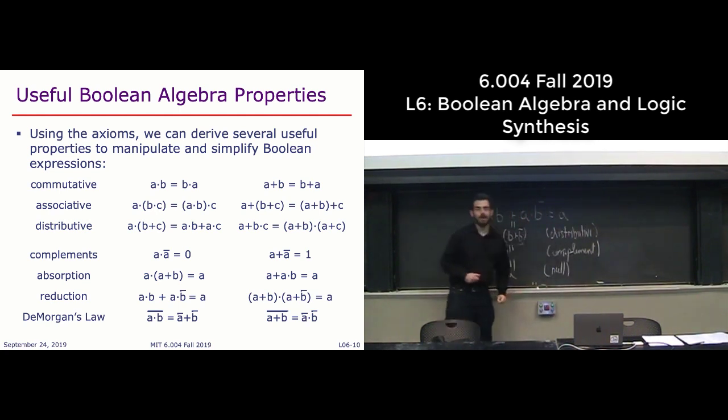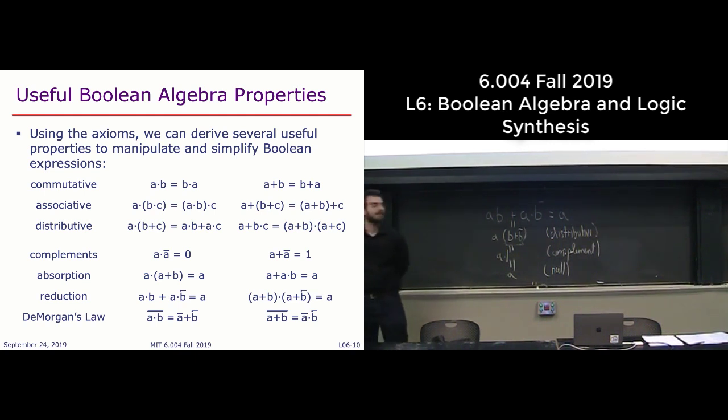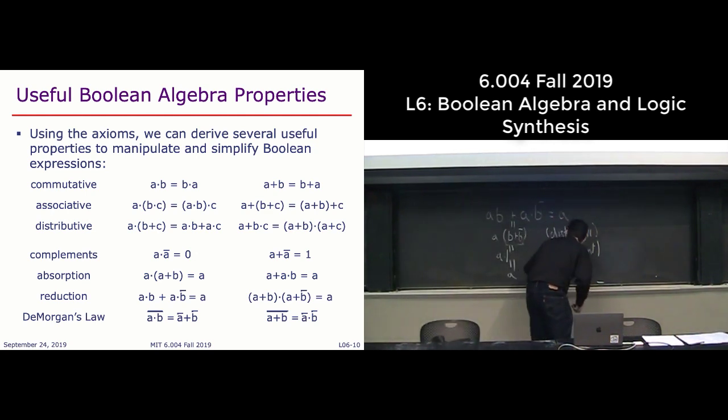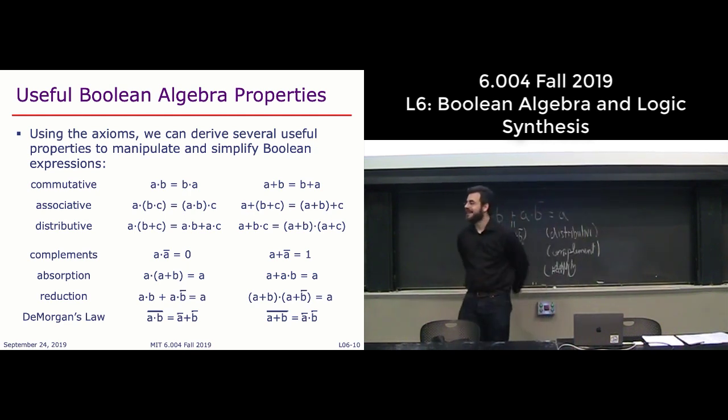No truth tables involved, I'm just using the different properties here, right? It's not null, it's identity. Sorry, identity. Okay, thanks.